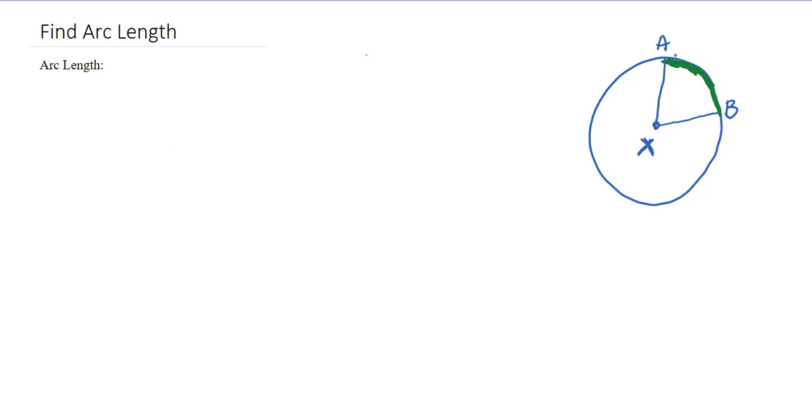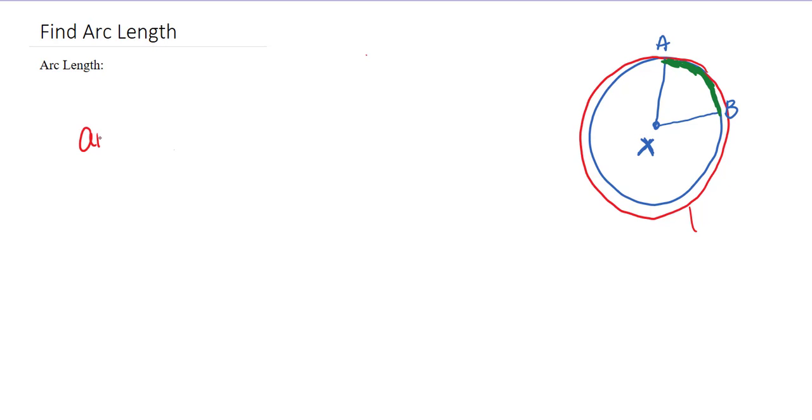So in order to find the arc length, if we think about this, well, this whole thing all around is the circumference. The whole distance is the circumference. So we need to think about that in terms of finding just this small portion of the circle. So we're just finding a smaller portion of the circumference.